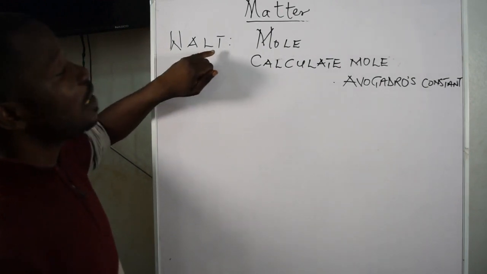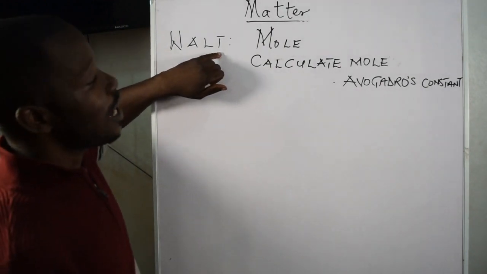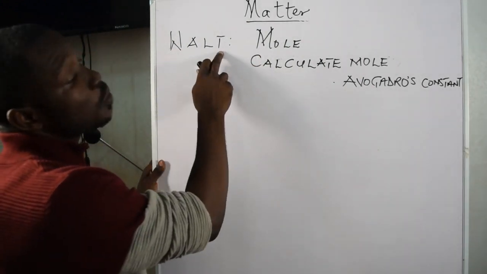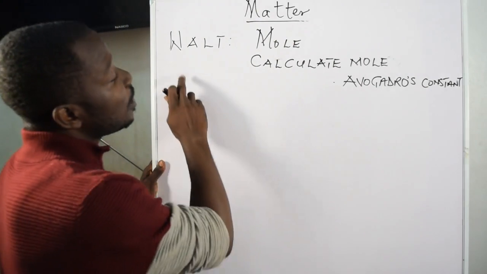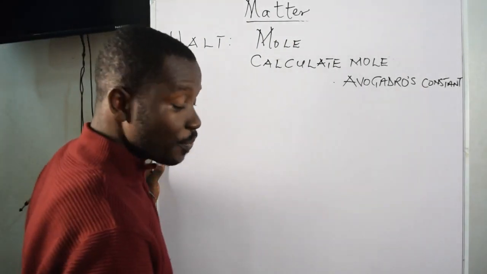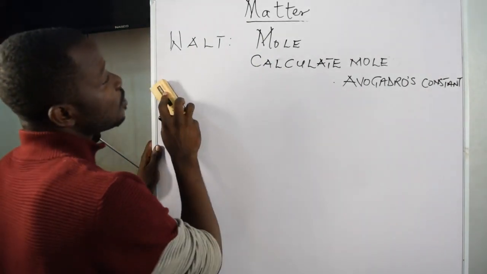We are learning to understand or know mole, and then we are learning to calculate mole, and then we are learning to calculate Avogadro's constant. So I'll start with mole.